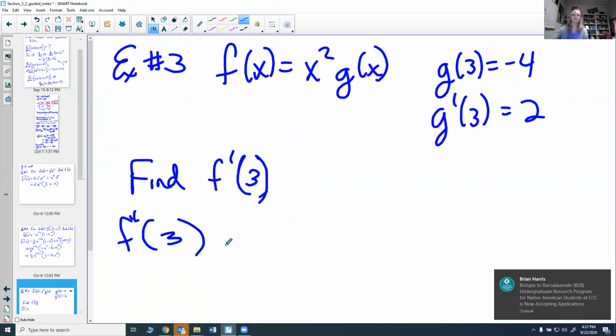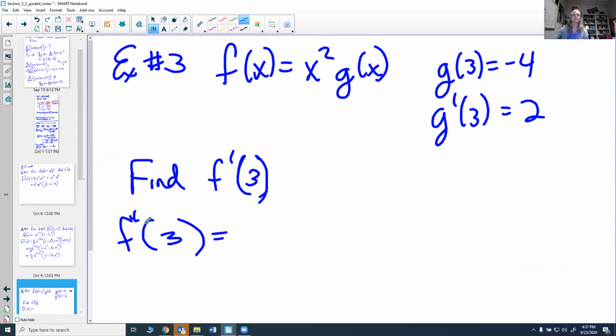You don't want to put those constants in there yet. You want to actually find it without the constants. So I'm going to do those constants first. I'm going to do the derivative first without the 3 in there. I'm going to put in an x in there.